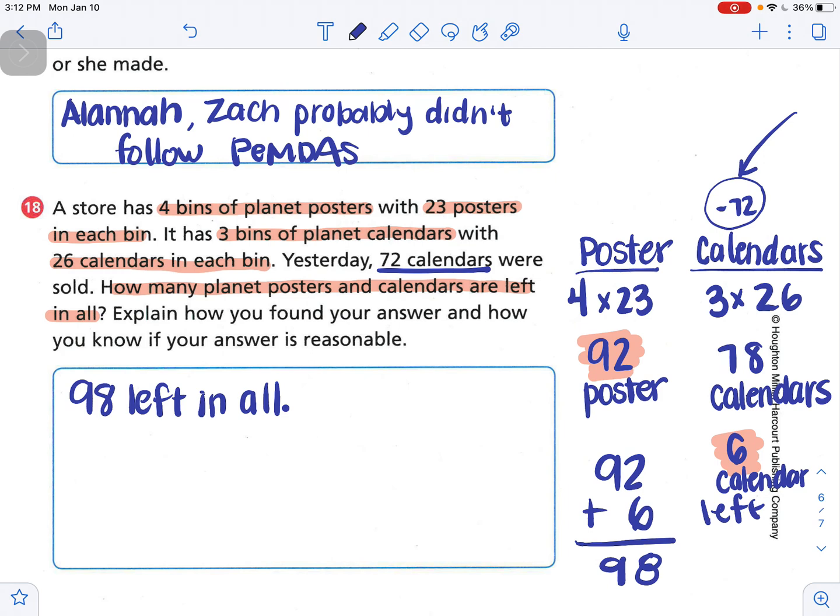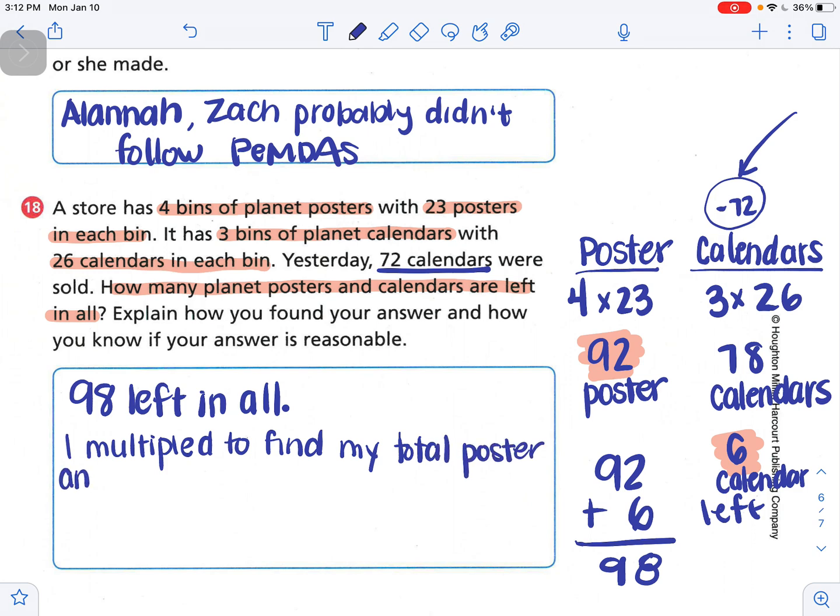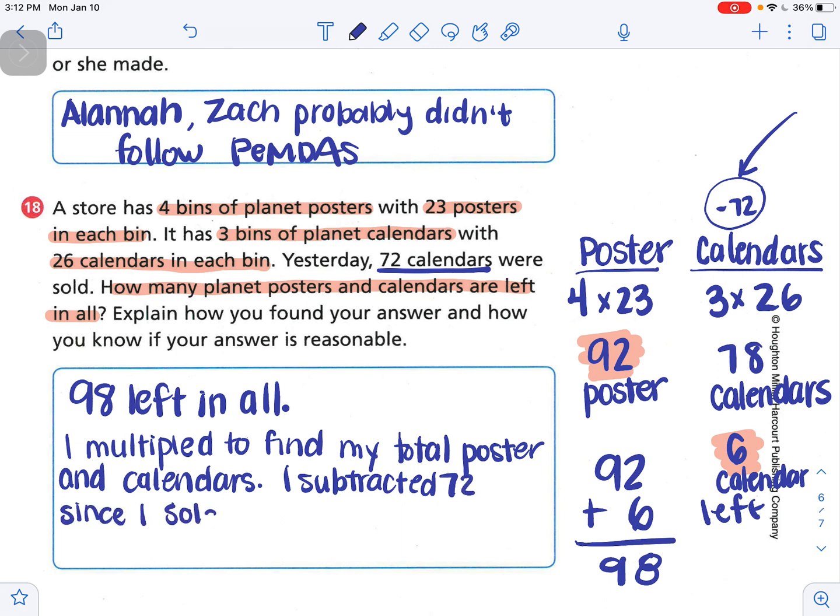So I'm going to talk through what I did. I multiplied to find my total posters and calendars. I subtracted, because remember we subtracted our 72 since I sold them. I added all that was left.